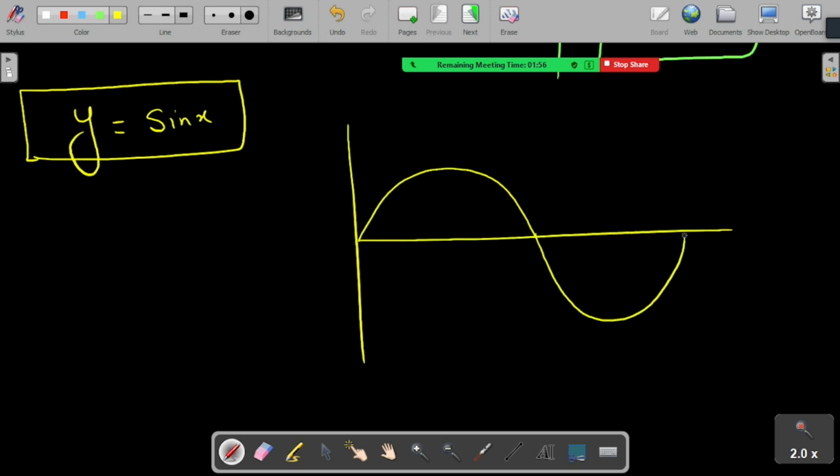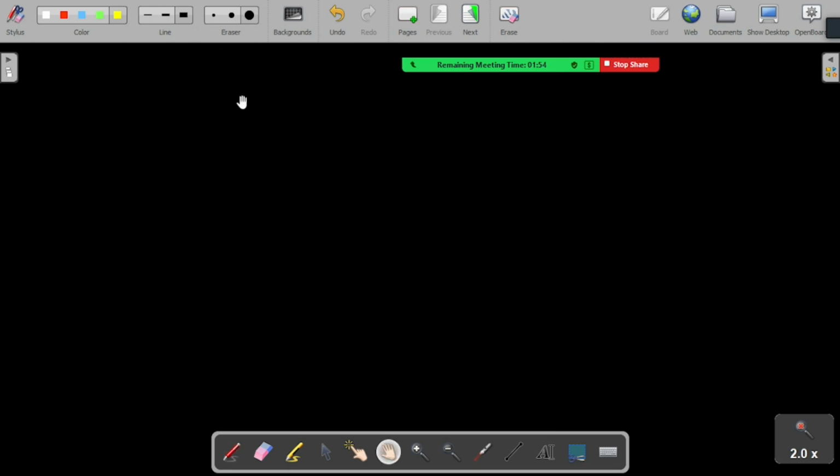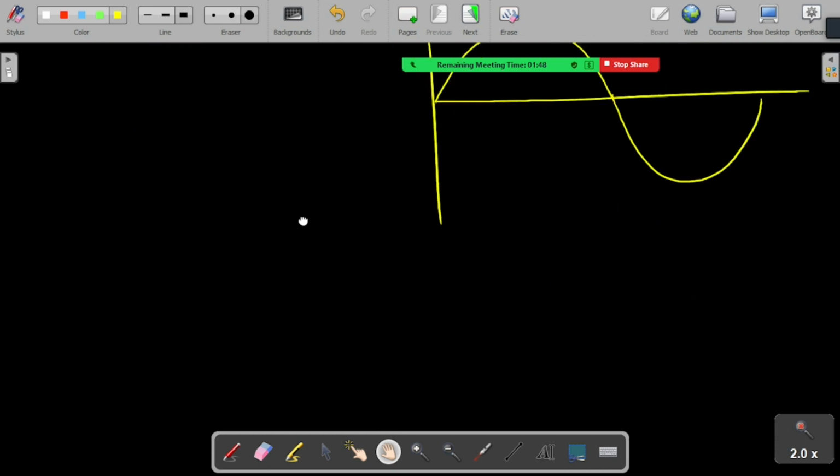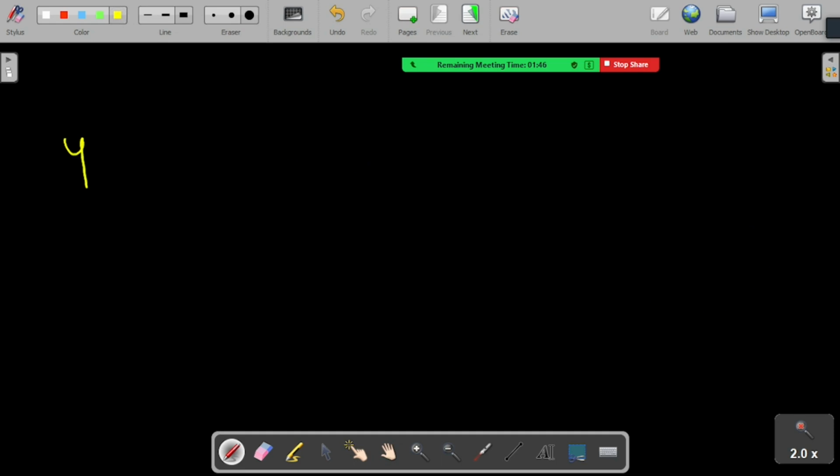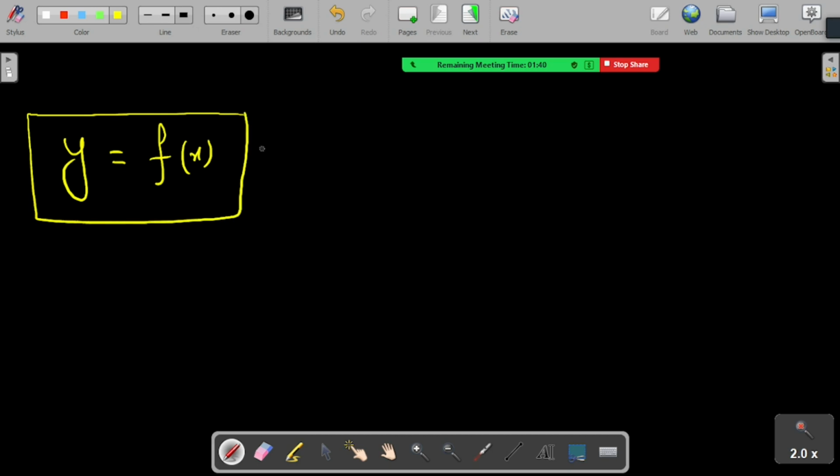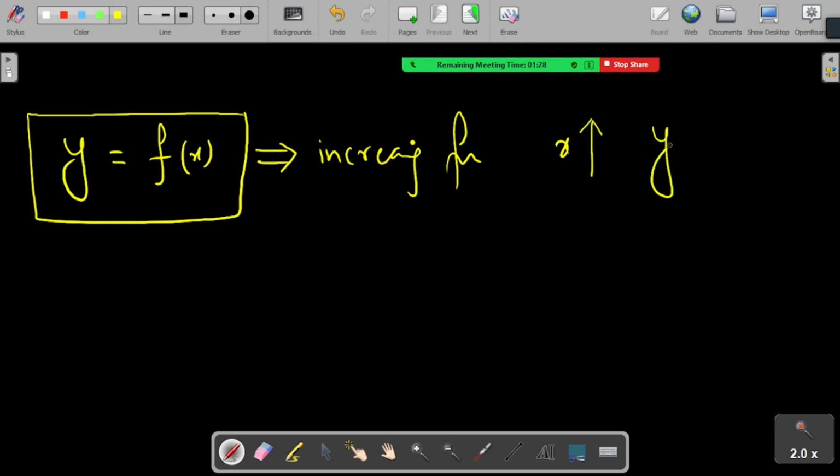How do we know if it's increasing or decreasing? See, we have so many points to discuss here. Rishit, let us suppose we have a function y equals f(x). The meaning of an increasing function is, if x increases, then y should also increase. If x decreases, y should also decrease. That's the meaning of increasing.